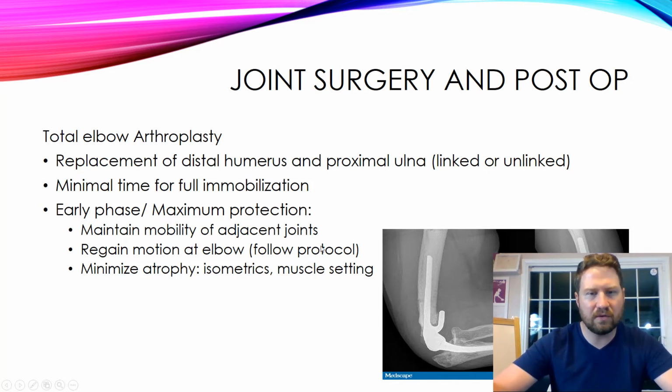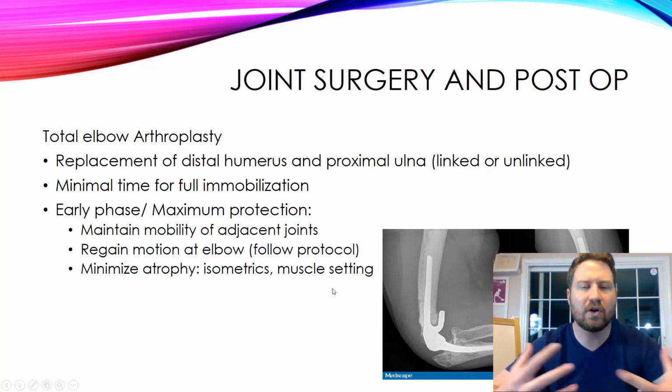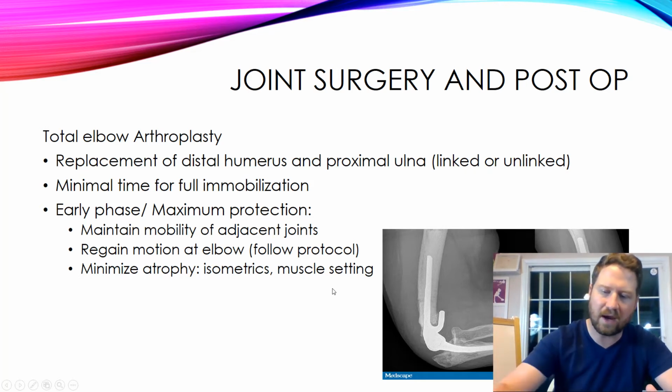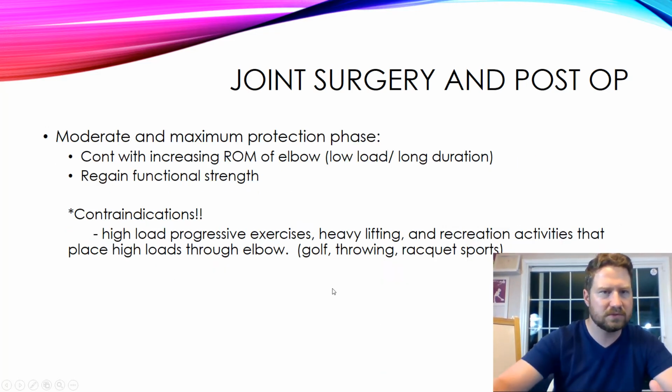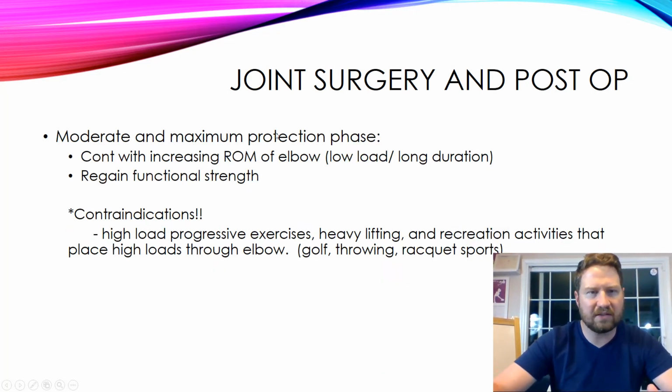Okay, so early phase, maximum protection phase: maintain mobility of adjacent joints, shoulder and wrist, and regain motion at the elbow. This is going to have a protocol. And minimize atrophy, so we're going to use isometrics and muscle setting to turn those muscles on and get the body used to firing those muscles. Okay? Moderate and minimum protection phase, continue with increasing range of motion of the elbow. We can be a little bit more aggressive with our stretching techniques during this phase, and then we can regain full functional strength.